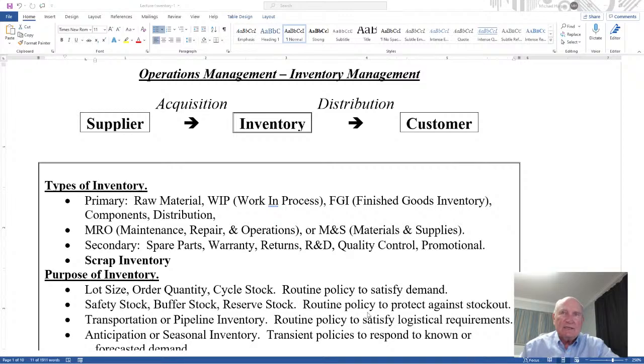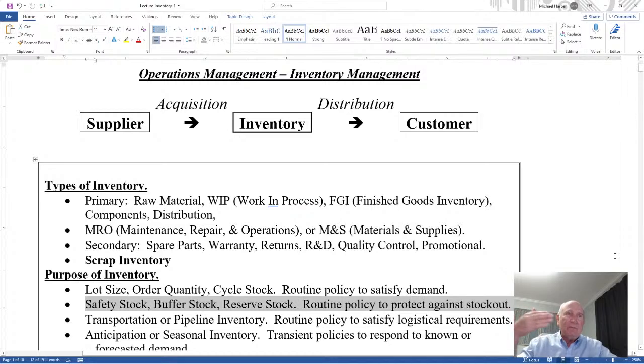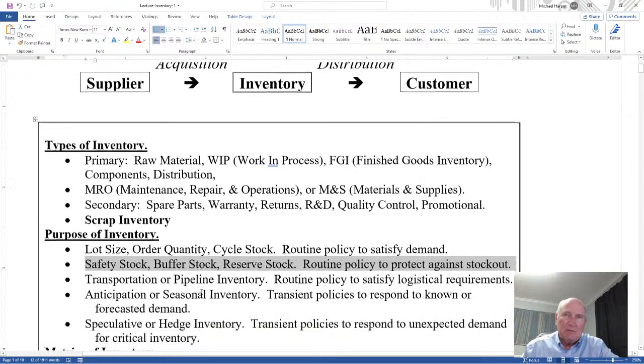Next is a routine policy to protect against stock out. We introduced stock out in aggregate planning. Remember, stock out is when you have demand on a system, but you don't have inventory to meet that demand, and so you have unmet demand. That's lost sales, lost revenue, sometimes lost customers. To guard against that, you carry extra inventory, and that's called safety stock, buffer stock, or reserve stock. It satisfies your demand when it is greater than you thought. You predicted demand, and all of a sudden it's more than you thought. So you have inventory to satisfy that, to lower the probability of stock out.